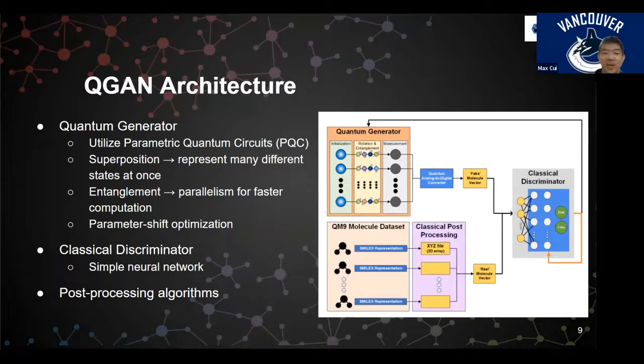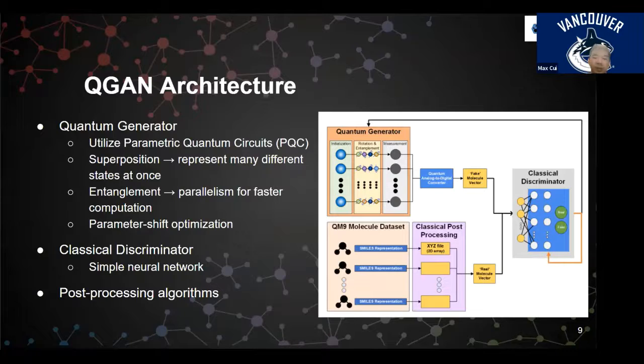Okay, so now onto our QGAN architecture. As we've mentioned before, it features a quantum generator, which uses parameterized quantum circuits to help map inputs to outputs, so basically generating realistic molecules. These quantum circuits have trainable parameters, which in our case are rotation angles that can be adjusted to optimize the production of the molecules. As Adelina has mentioned, because we use quantum computing here, we can take advantage of superposition to represent multiple states at once and entanglement to parallelize computations, making the generator much faster.